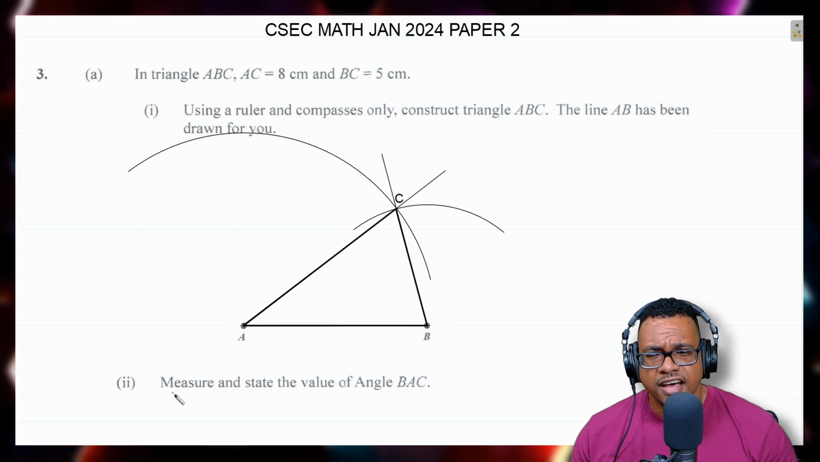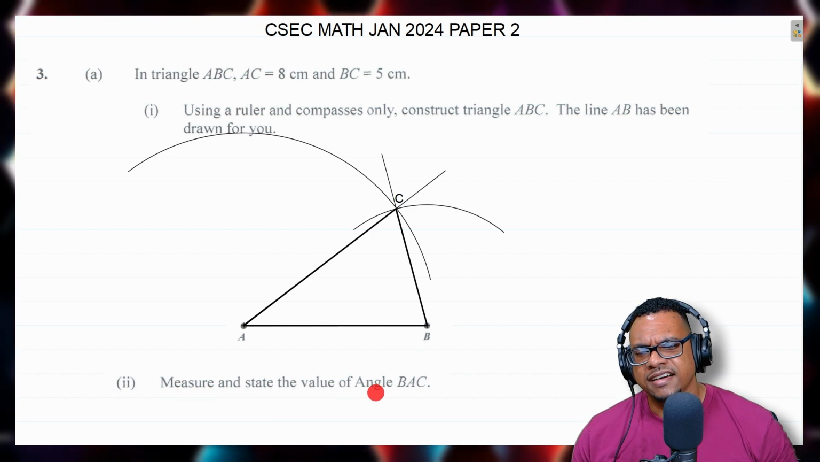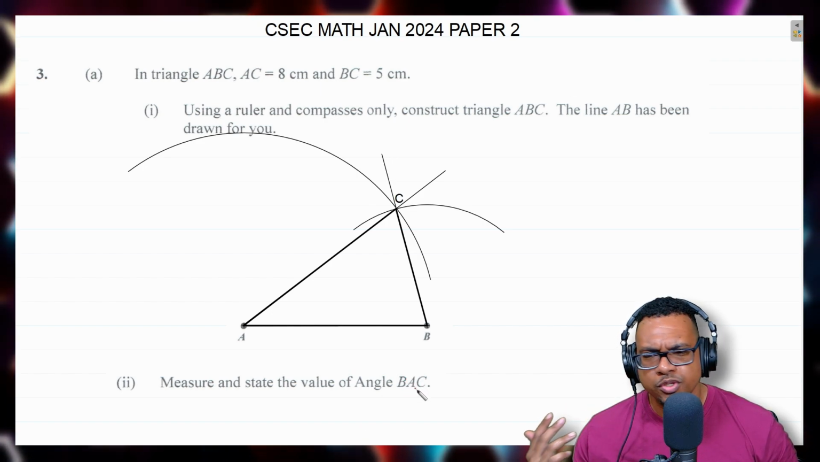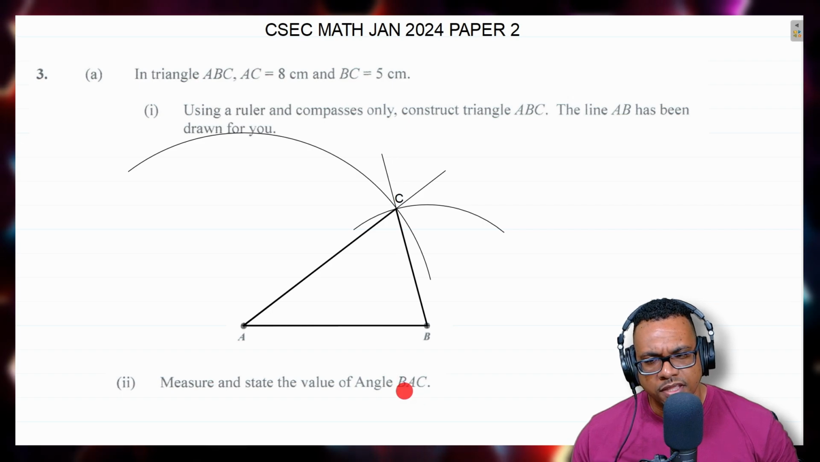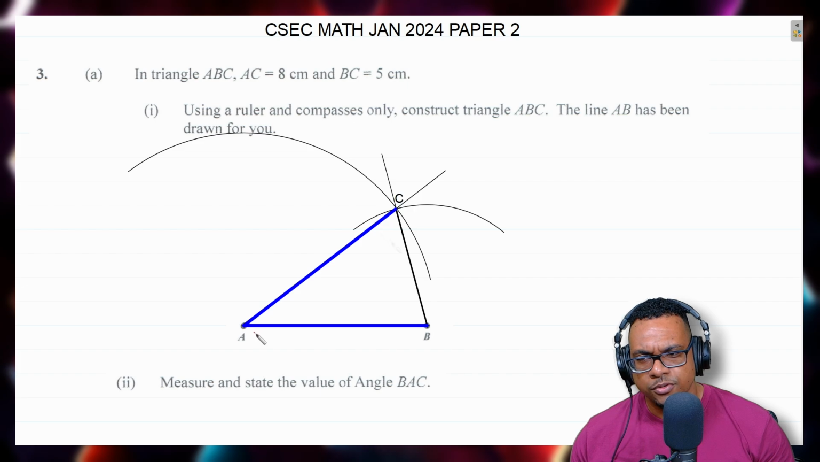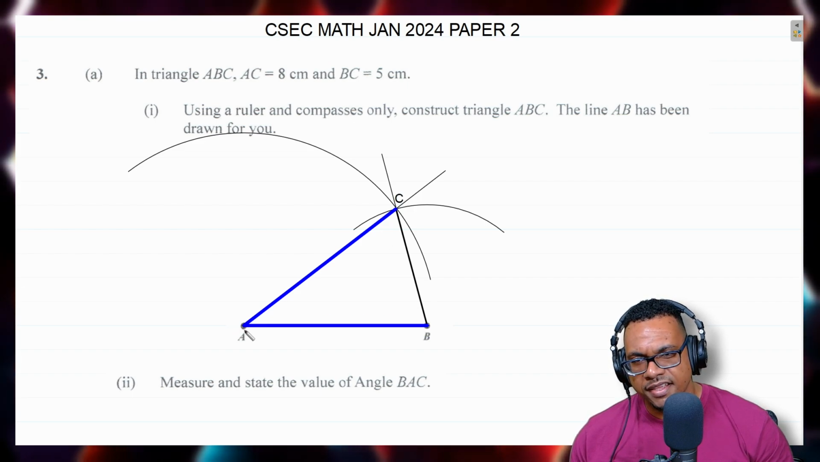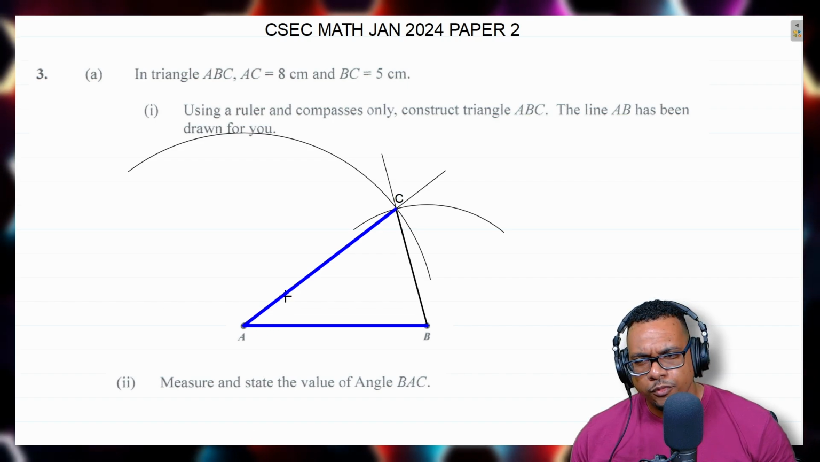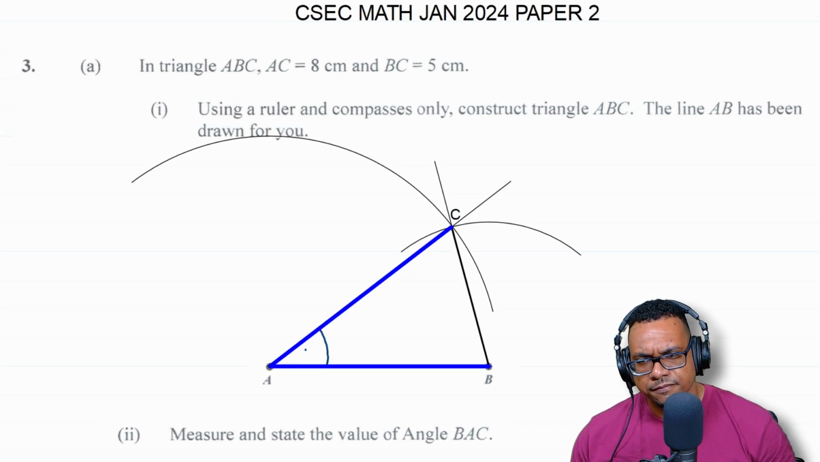Now for part 2 of the question, we have: measure and state the value of the angle BAC. So we know the angle is located at the letter in the middle anytime we use 3 letters to represent the angle. So BA is going to be an arm of the angle and AC is going to be the other arm of the angle. So BA is one arm and then AC is the other arm. Therefore, the angle is located at A. Therefore, we want to measure this angle here. So again, B to A, and then A to C. The angle is located at A, the letter in the middle.